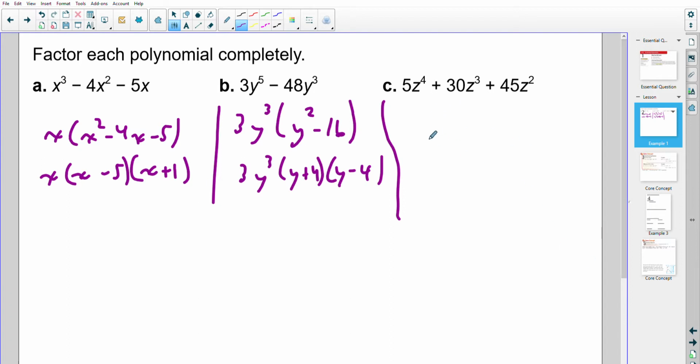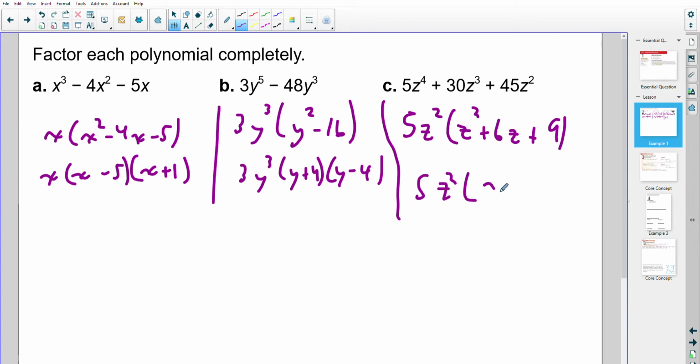And so we'll do one more. 5 comes out, and it's 5 times z squared plus 6z plus 9. And so if you factor that completely, you're going to see that it's z plus 3 times z plus 3, or z plus 3 squared.